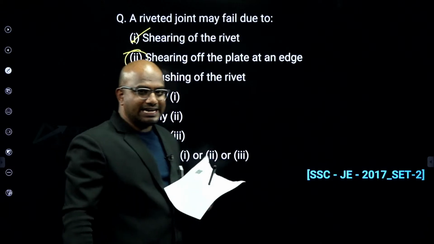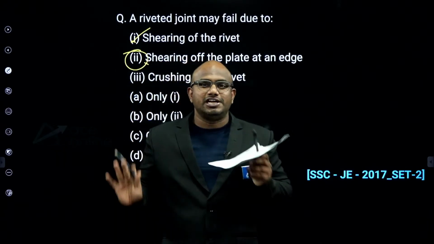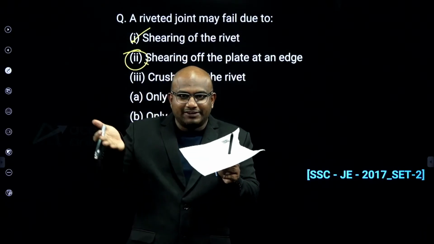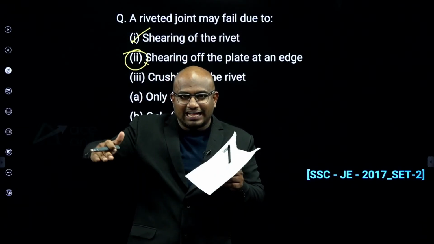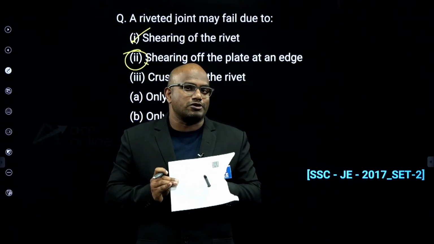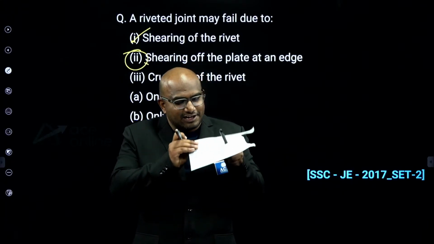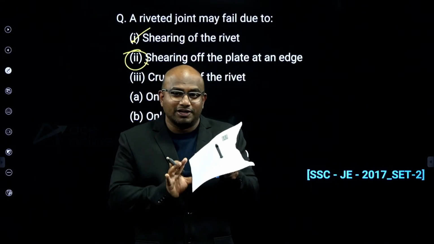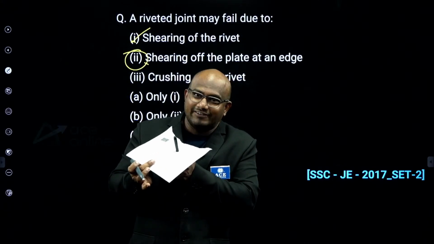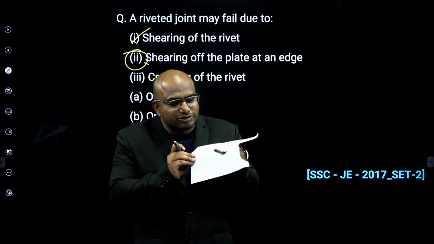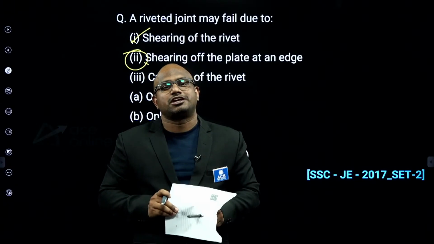Shearing of the rivet. Next, when the plate is weaker, the plate will tear. When the rivet is weaker, the rivet will shear. When both have approximately equal strength, what happens, guys? When I apply the load, the plate says, rivet, I will shear you. The rivet says, plate, I will tear you, guys. Both will form a crushing. Both will crush each other. It forms a crushing failure.